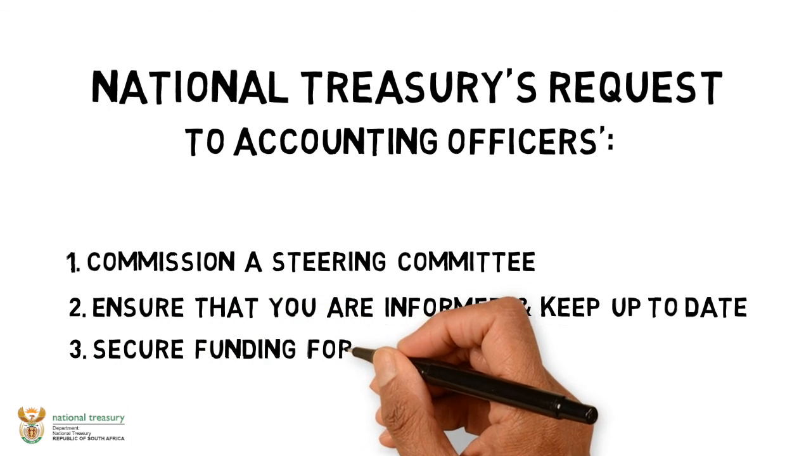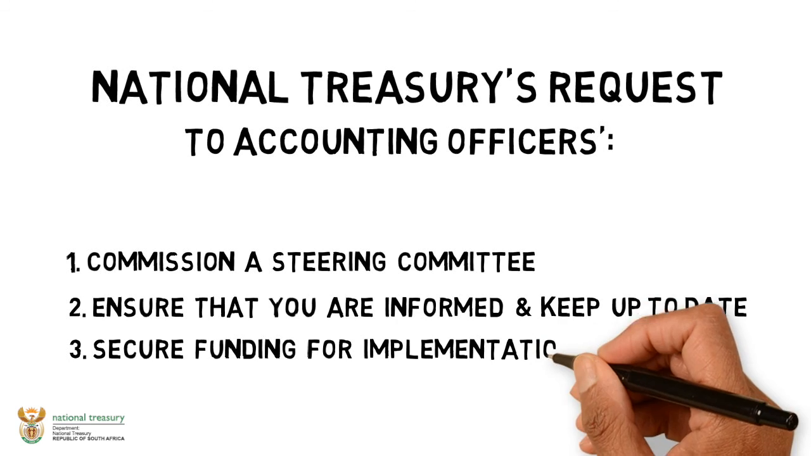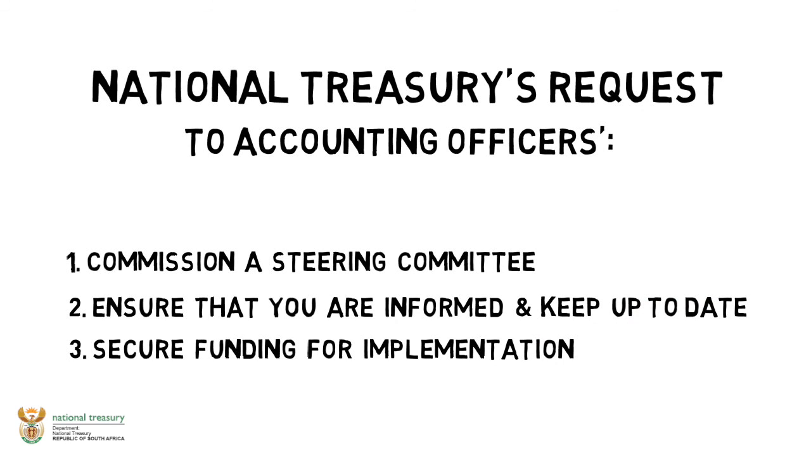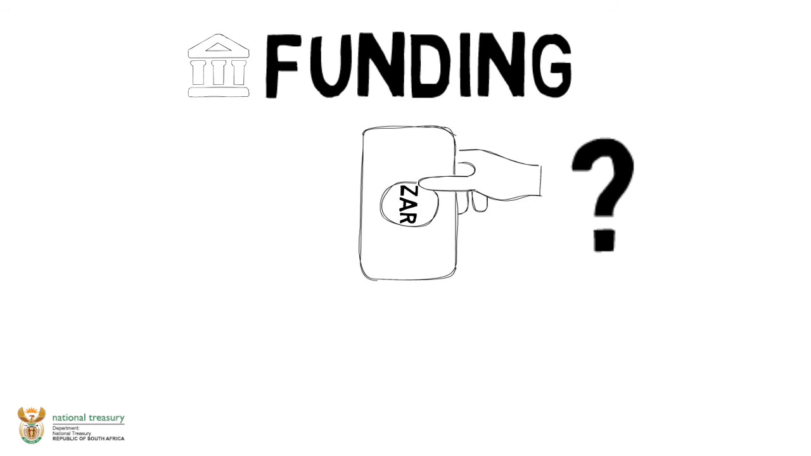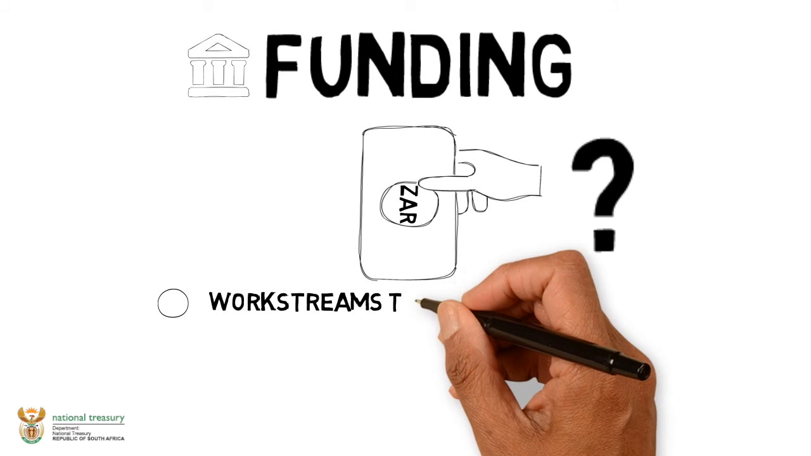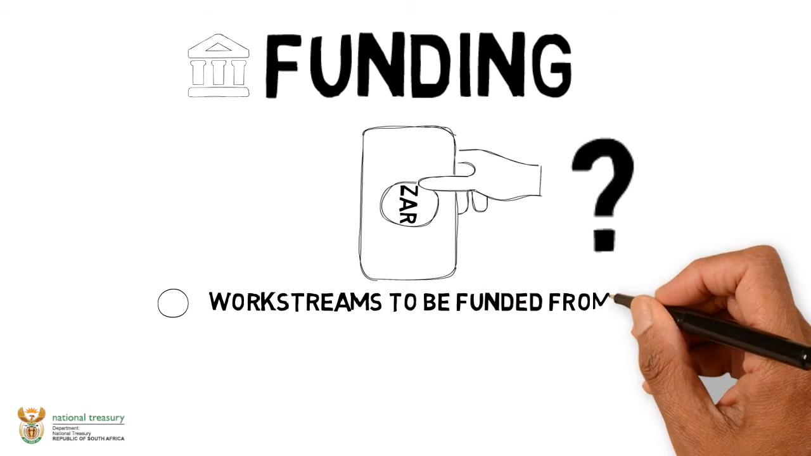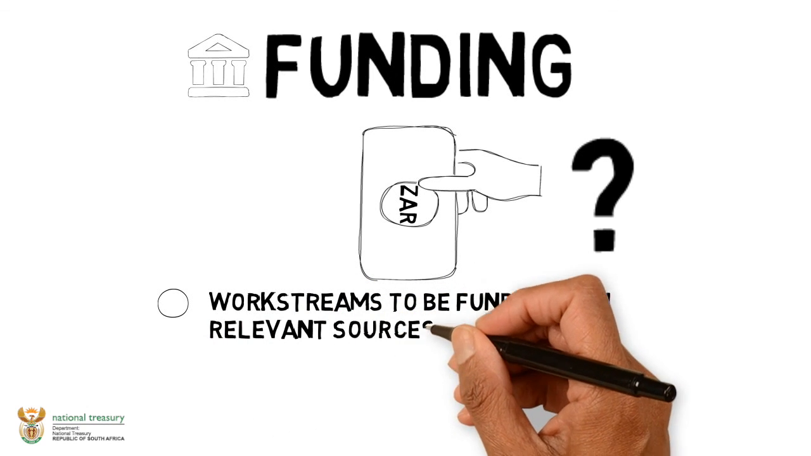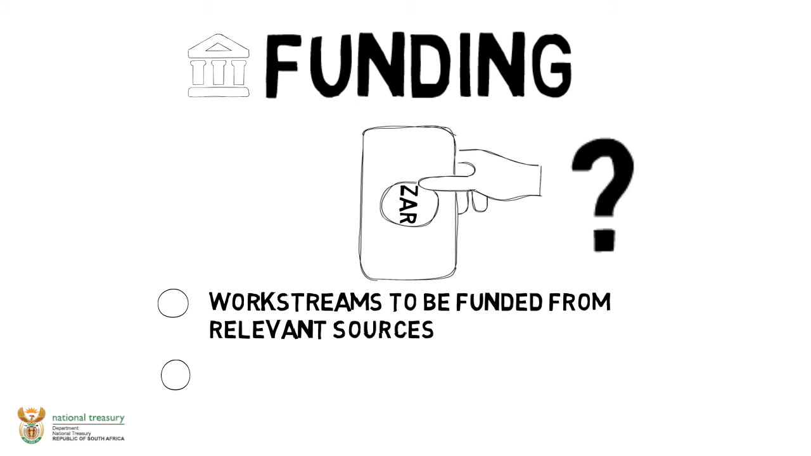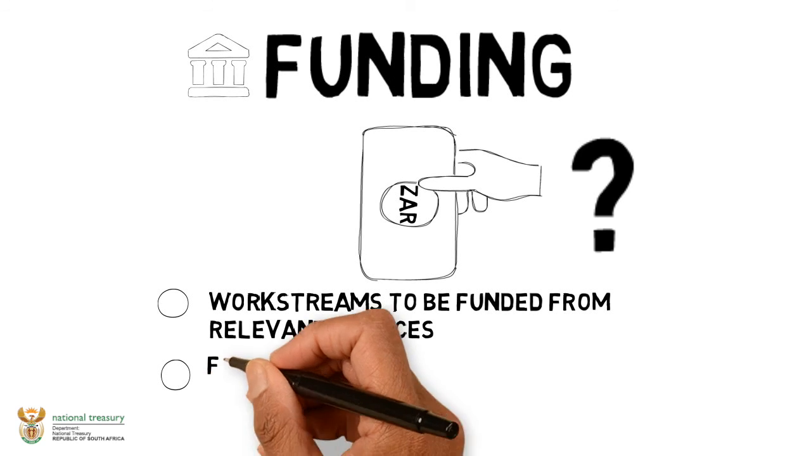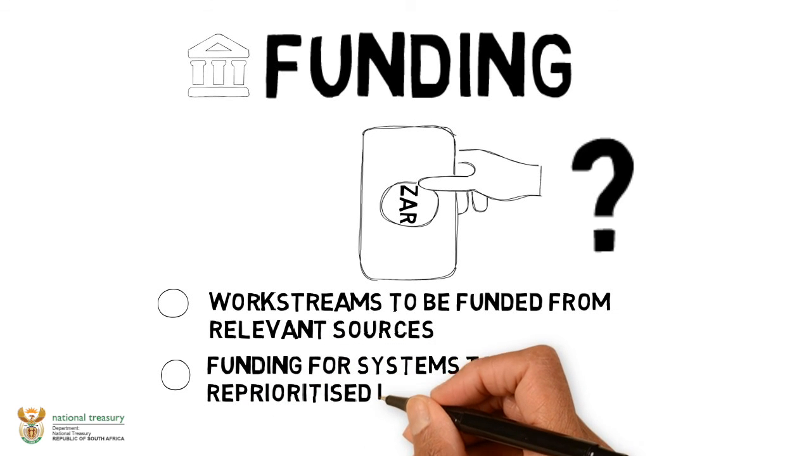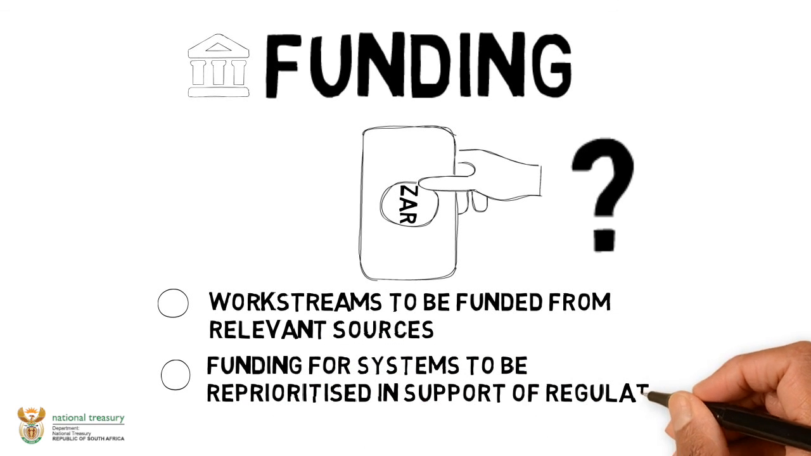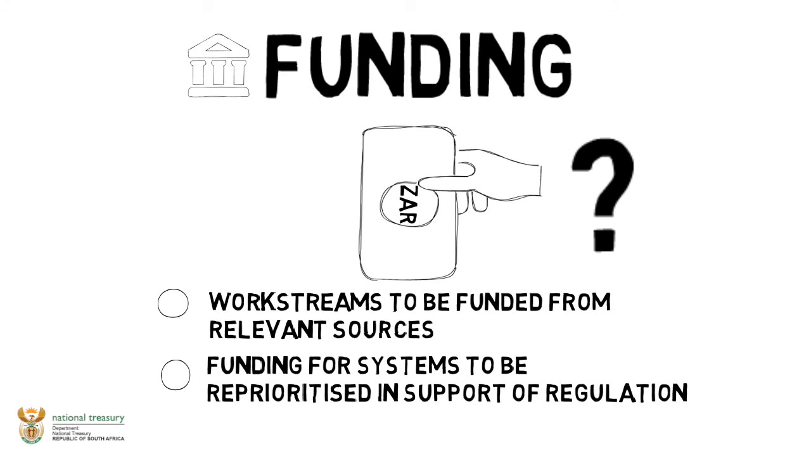3. Secure funding for the implementation of the regulation through the budget process. Note that not all work streams are as a result of the regulation, but might be lacking as a result of housekeeping that was not maintained and should be funded from relevant sources. Importantly, municipalities are reminded that funding in support of systems is contained in budgets and would have to be reprioritized in support of mSCOA implementation.